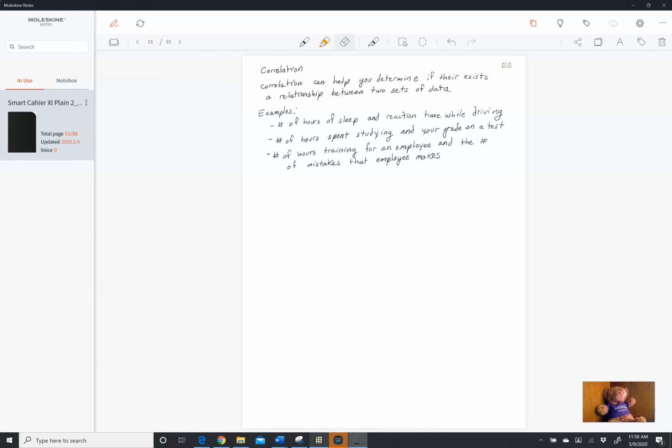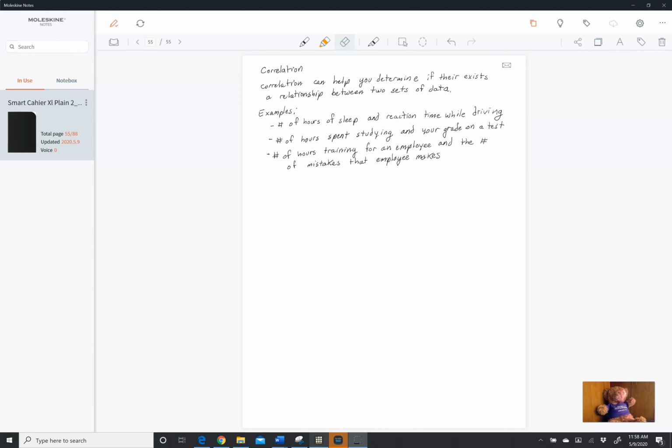So one variable is called the independent or explanatory variable, and the other variable would be the dependent or the response variable. So what do we mean by that? Independent or explanatory variable is the one that you're changing, okay?